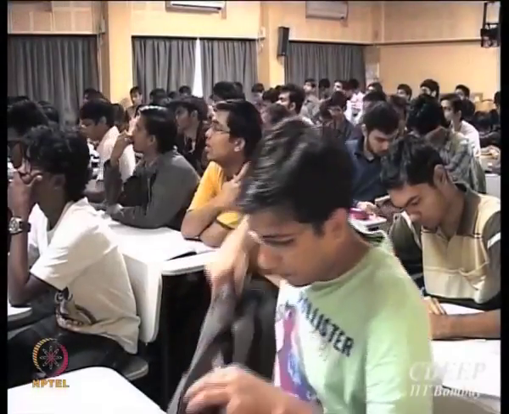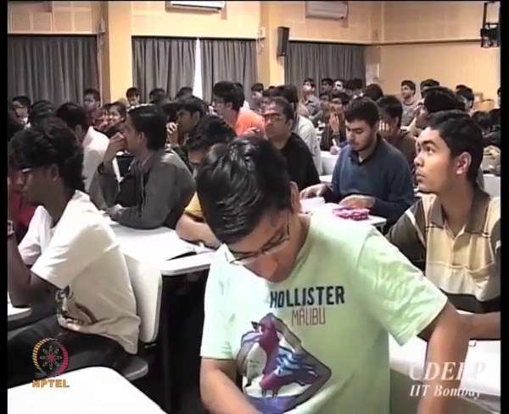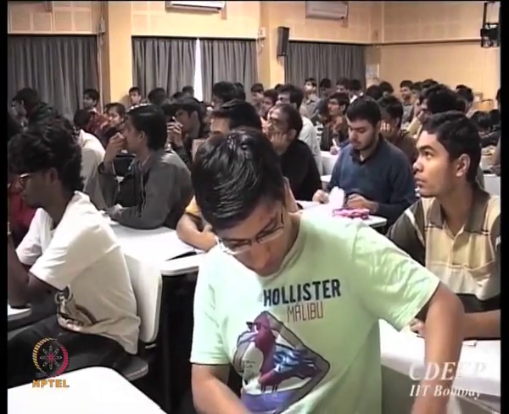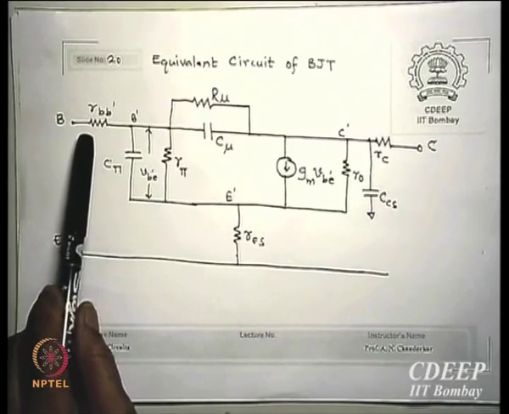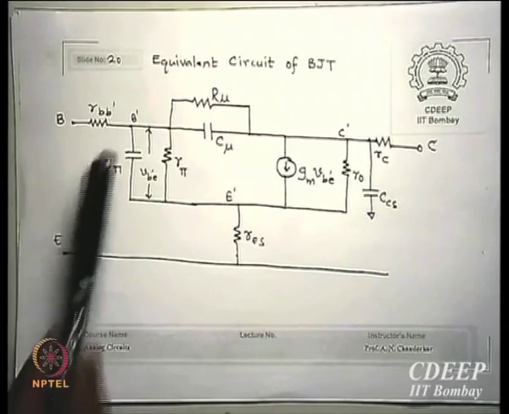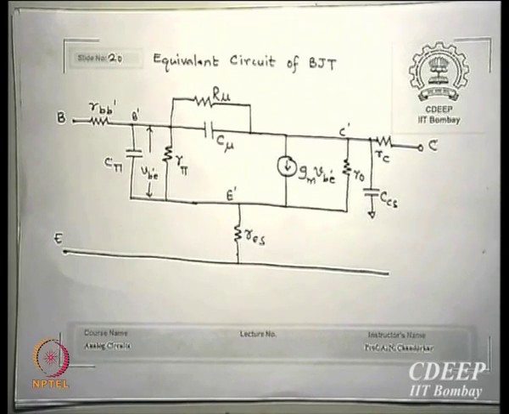We have discussed last time, let me reshow the circuit. This is the equivalent circuit of a bipolar junction transistor. It is a common emitter equivalent circuit shown. This is the base resistance called base spreading resistance RBB dash. C pi is the capacitance associated with the value given last time, which is between base and emitter.